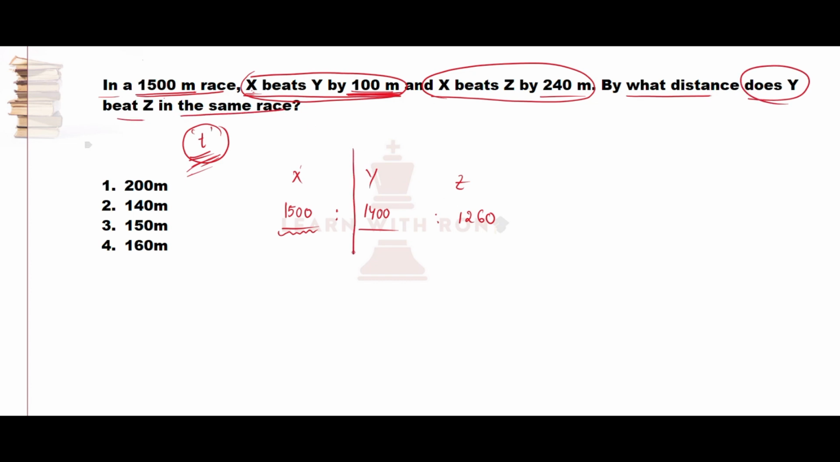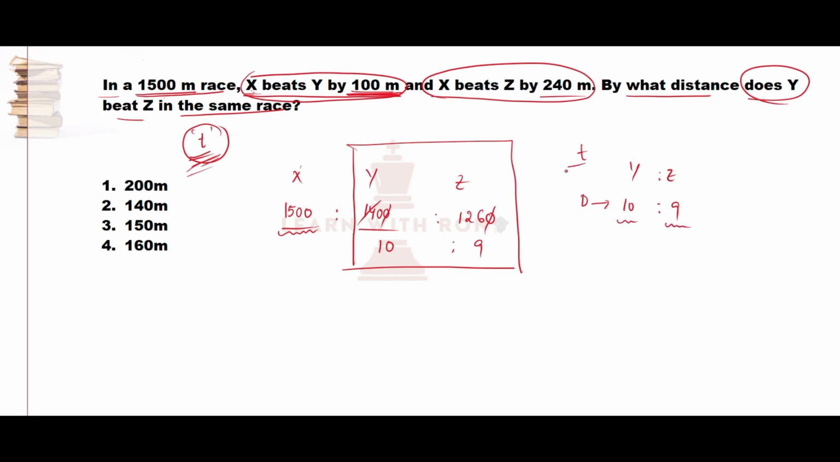See here, the y and z ratio. Okay, what is the y and z ratio here? The 0 gets cancelled, 14 tens and 14 nines. So the y to z distance ratio is 10 to 9 in this race, which means in a particular time t, if y could run 10 meters, z could run only 9 meters in the same time.